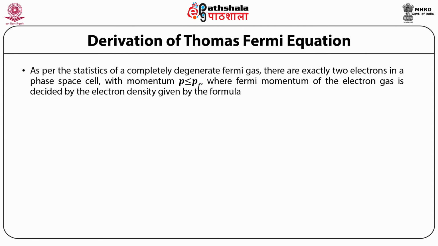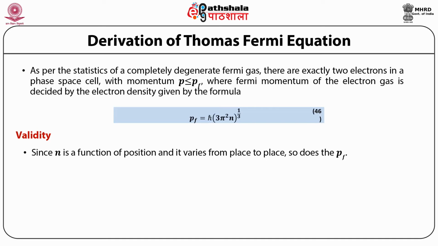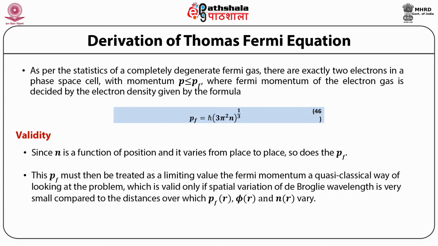As per the statistics of a completely degenerate Fermi gas, there are exactly two electrons in a phase space cell with momentum p less than or equal to p_F, where the Fermi momentum of the electron gas is decided by the electron density, given by the formula p_F equals h bar multiplied by (3 pi squared n) raised to power 1/3. So what is the validity of this? Since n is a function of position and varies from place to place, so does p_F. This p_F must then be treated as a limiting value, the Fermi momentum, a classical way of looking at the problem, which is valid only if the spatial variation of the de Broglie wavelength is very small compared to the distances over which p_F, phi and n vary.